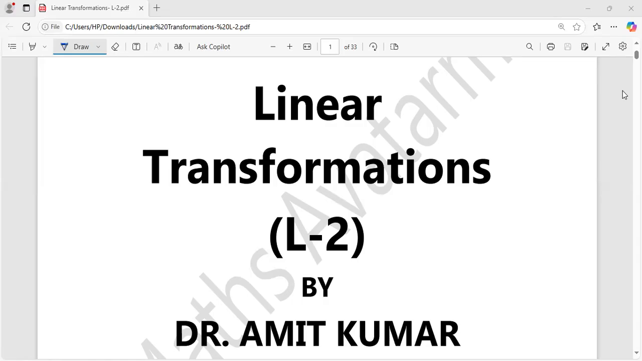Today we are going to see a lecture on linear transformation. Today we will study the null space and range space of a linear transformation.